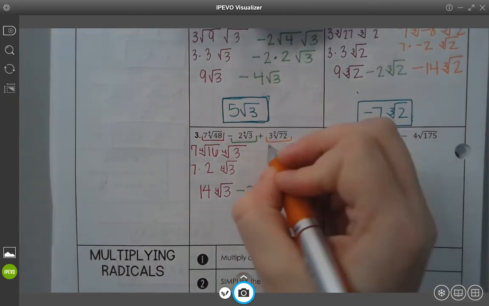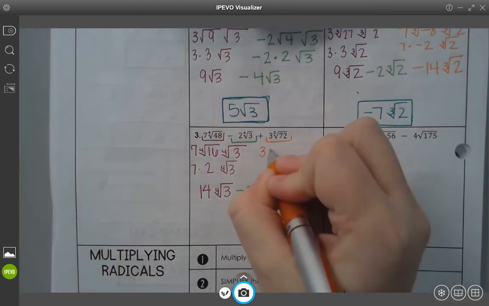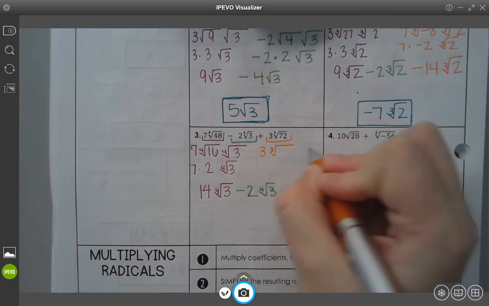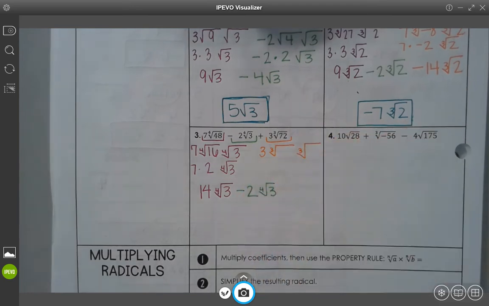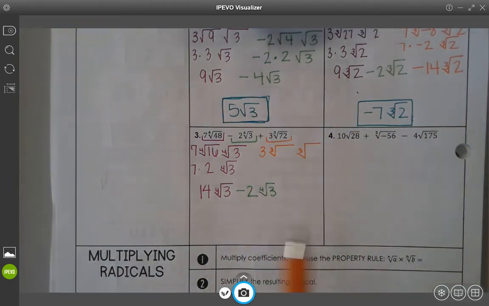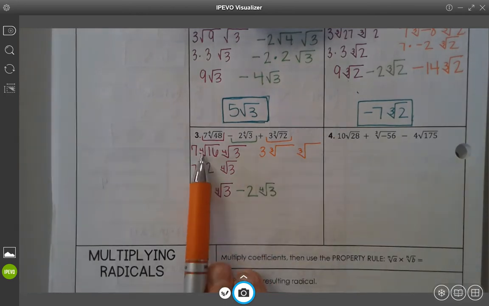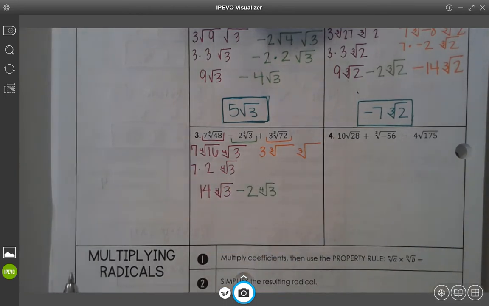And then this last one. What do you notice about this last one? It's a cube root, so we still have to simplify it, but there's no way that it will be combined with these two at all. So that's something you've got to really be careful with in this unit, is pay attention to that index.